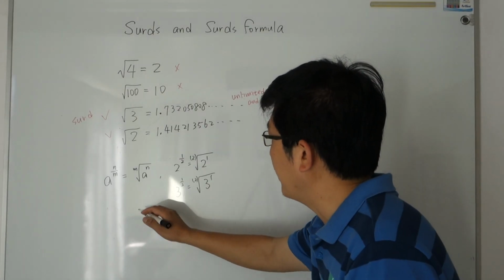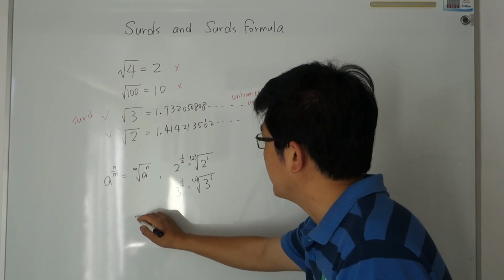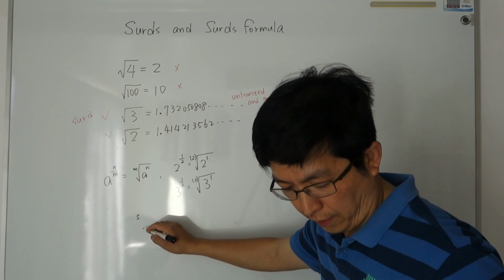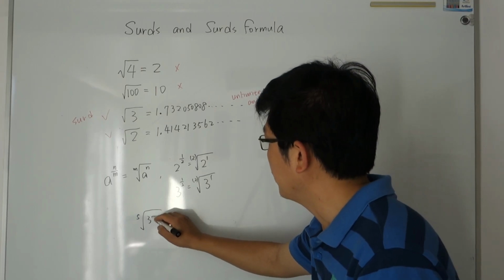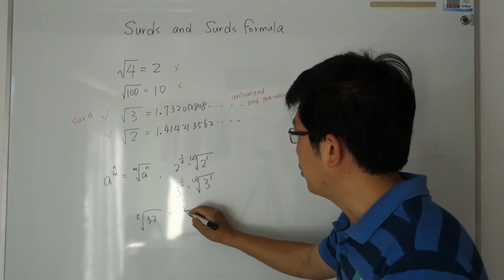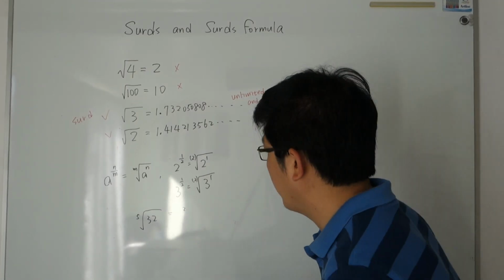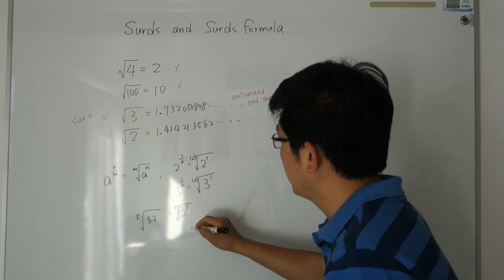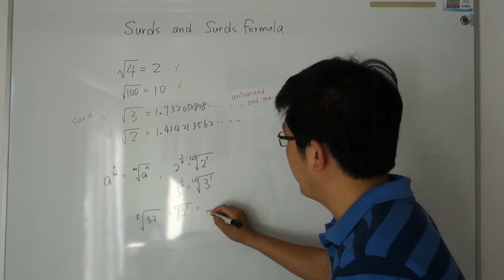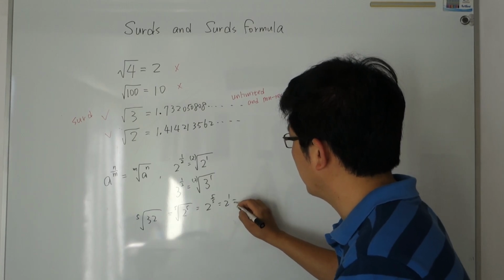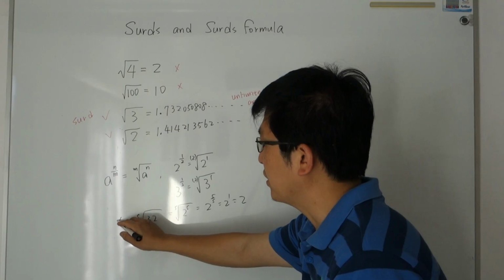Therefore, if we have another number like this, I ask a question: here is 5, and here 32. Is this surds? 32 equals 2 power 5. So this becomes the fifth root of 2 power 5. So cancel 5 and 5: 2 power 5 over 5 equals 2 power 1 equals 2. Therefore, this is not surds.